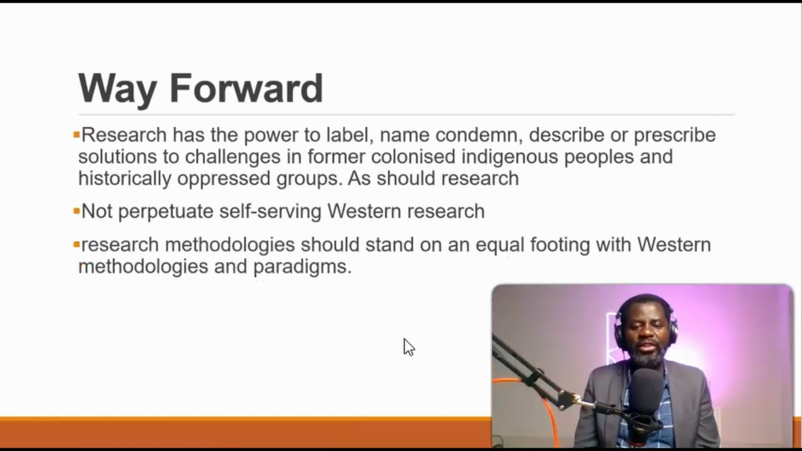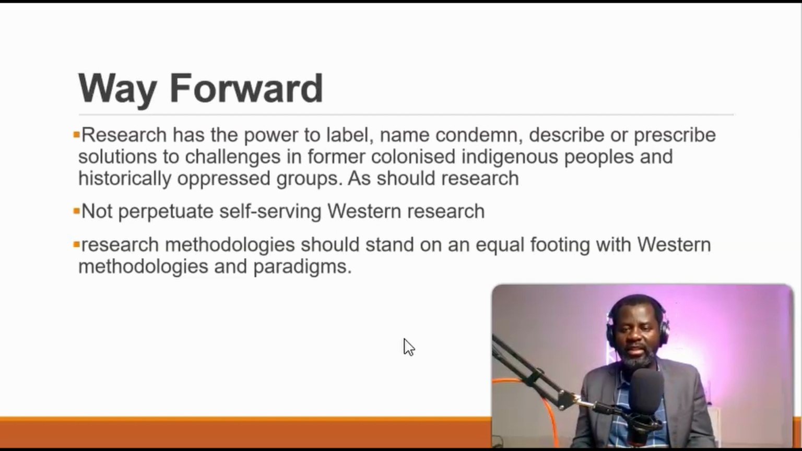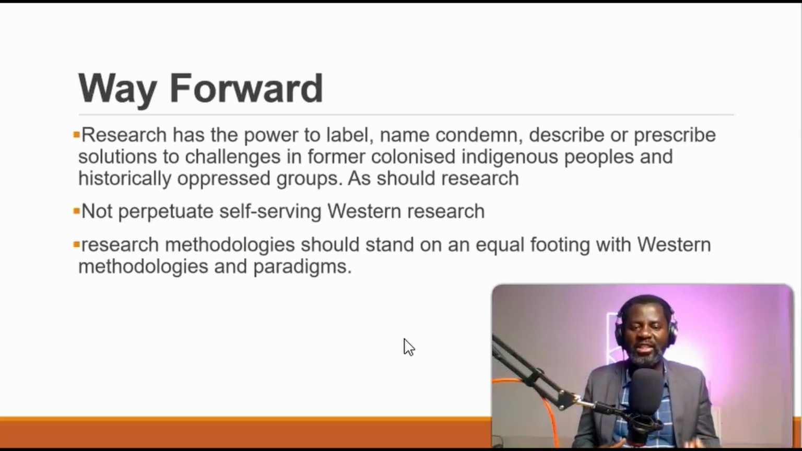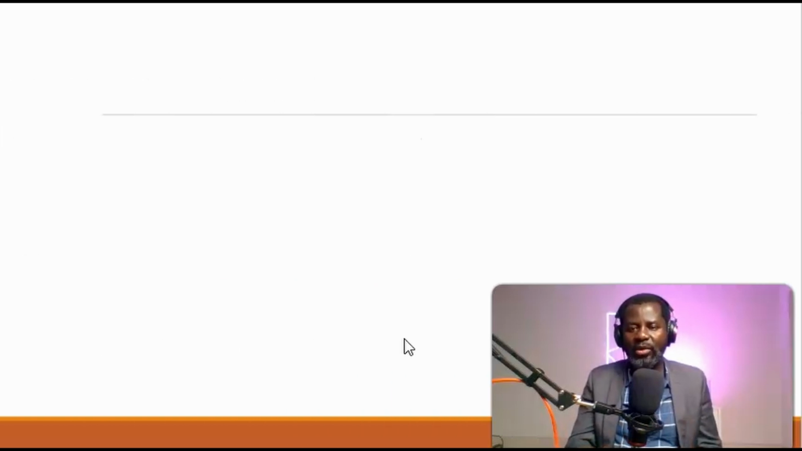Research methodologies should stand on an equal footing with Western methodologies and paradigms. So we are not bringing African indigenous research in order to fight the West, to fight Western research, but we are bringing it as an alternative voice so that we can see reality presented by the people who are being researched, and that reality or that research should be able to help the local people.